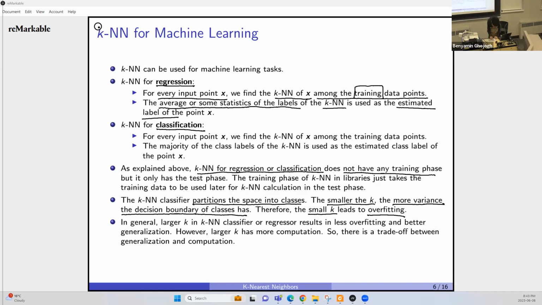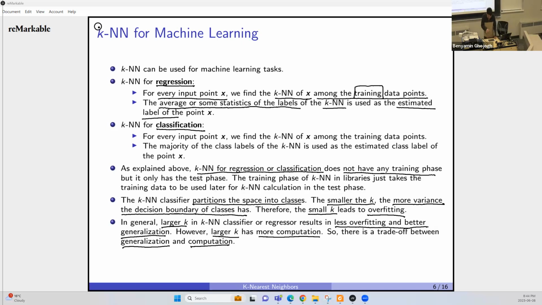In general, a larger K in KNN classifier or regressor results in less overfitting and better generalization. However, there is a trade-off, as always. A larger K has more computation, right? You need to calculate more. Therefore, there is a trade-off between generalization and computation.